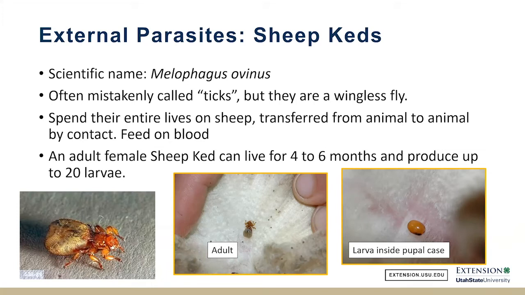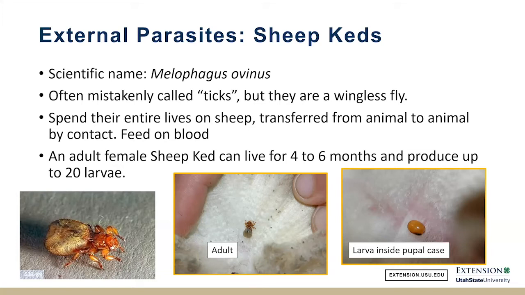They spend the entirety of their lives on sheep, and they generally transfer from animal to animal by contact, rubbing up against each other in close proximity. As some of us think about our backyard operations, having some of that confinement increases the passing back and forth of these types of parasites. And then obviously they feed on blood, like we just talked about. An adult female ked can live for about 4 to 6 months and produce up to 20 larvae.